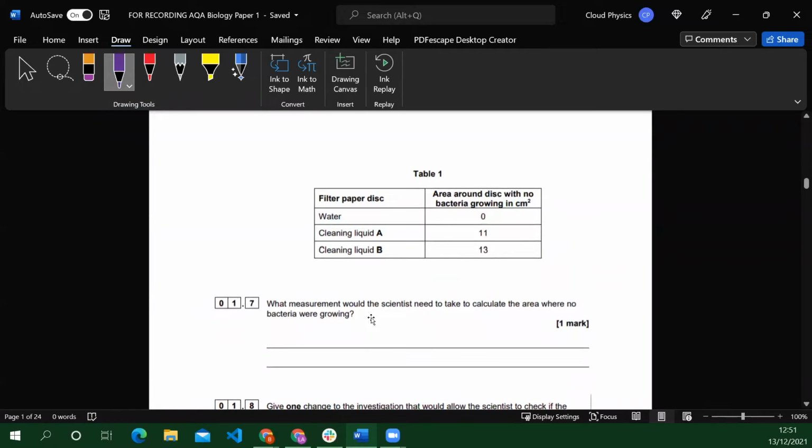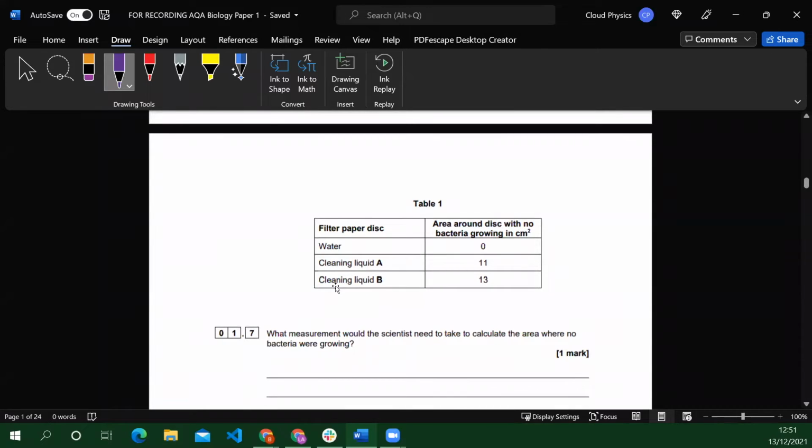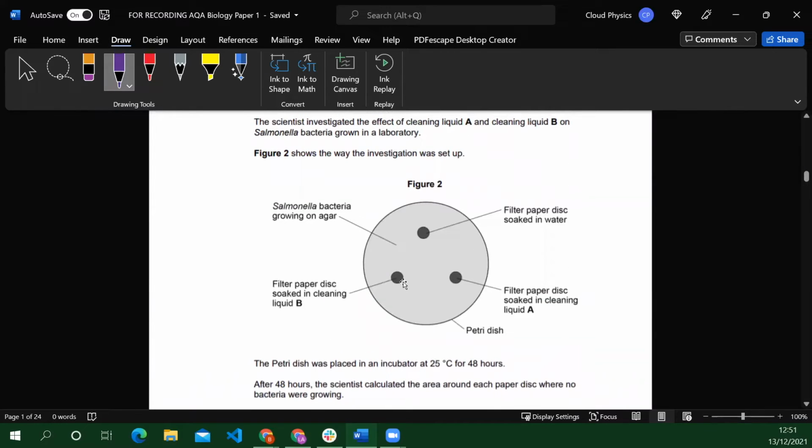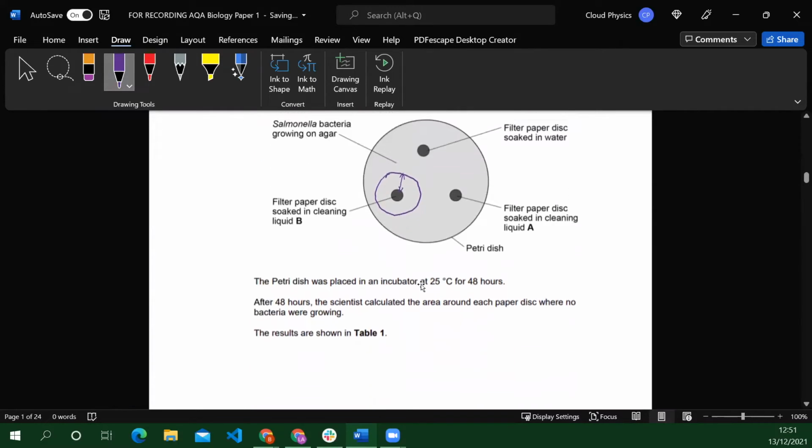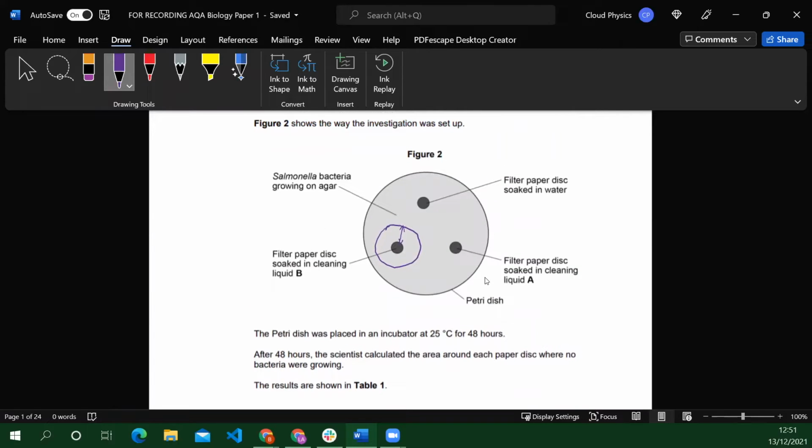What measurement would the scientists need to take to calculate the area where no bacteria were growing? Okay, so what it means is, because it's circular, it's most likely to be a circle around where no bacteria were growing. So you either take the radius, okay, so the scientists need to take the radius or the diameter.